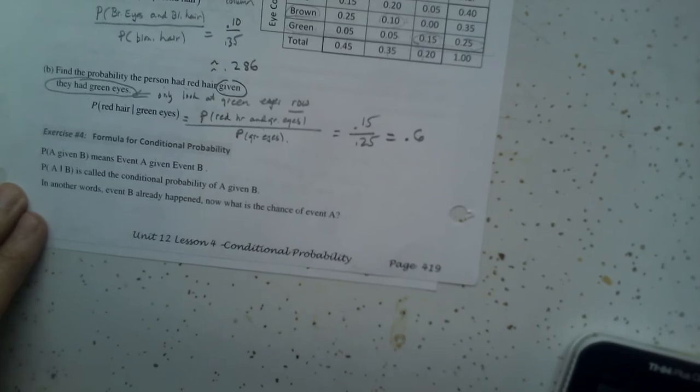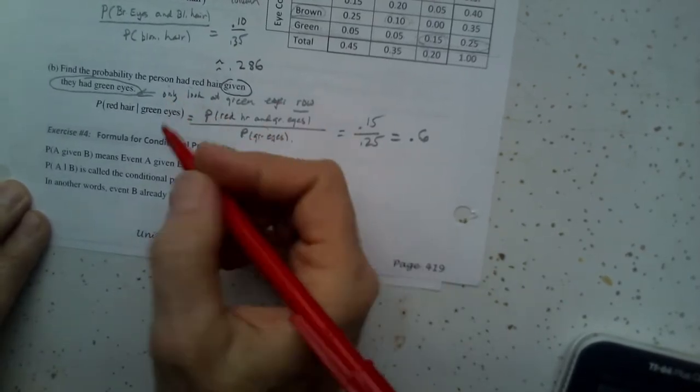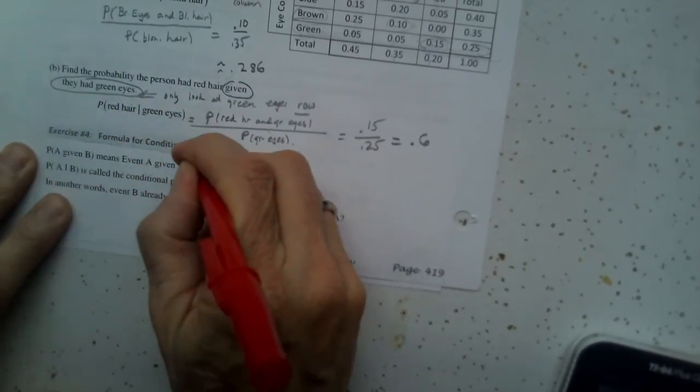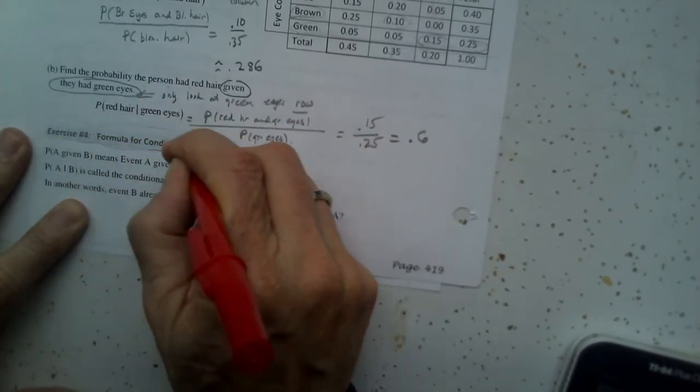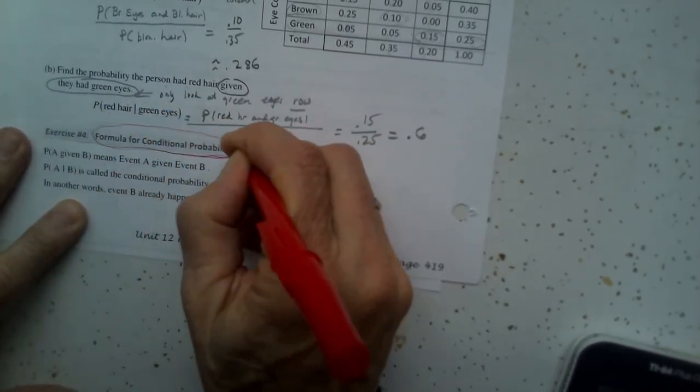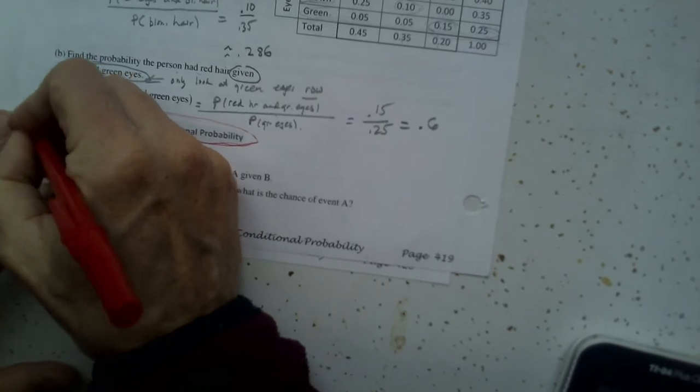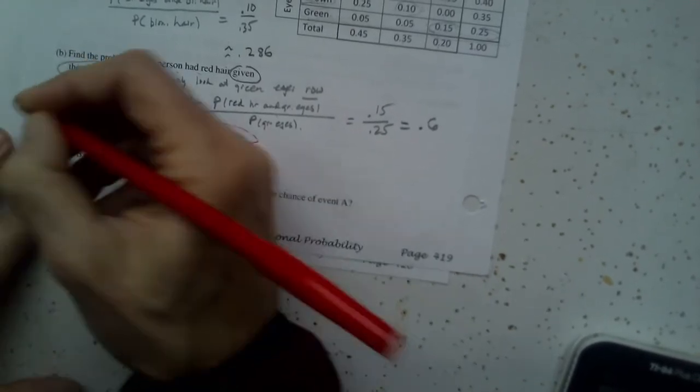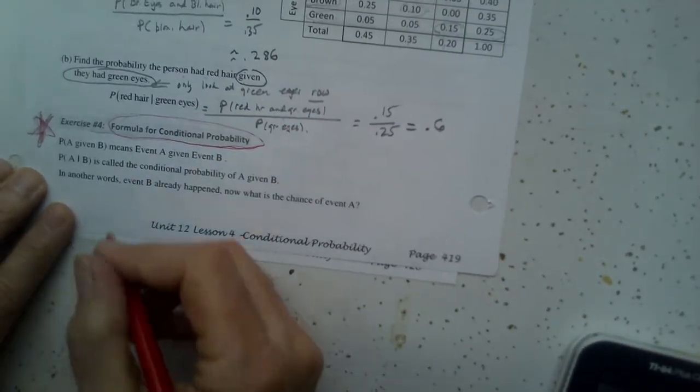So here is your big takeaway from this lesson. I don't know why they call it an exercise, but these are the formulas that you really, really, really need to know. So I'll put some little stars here. My red pen is going out of ink, but here's your formula.